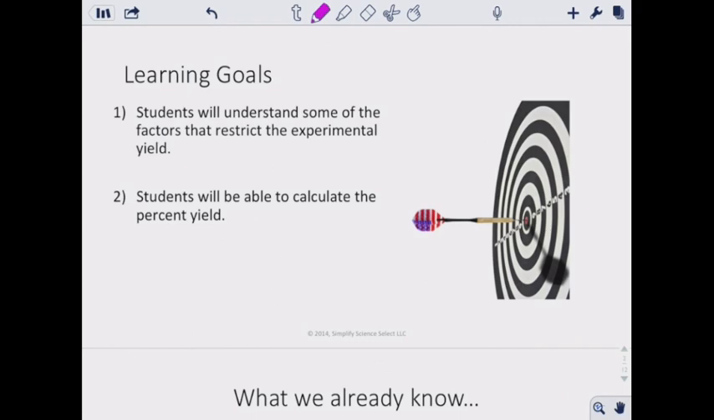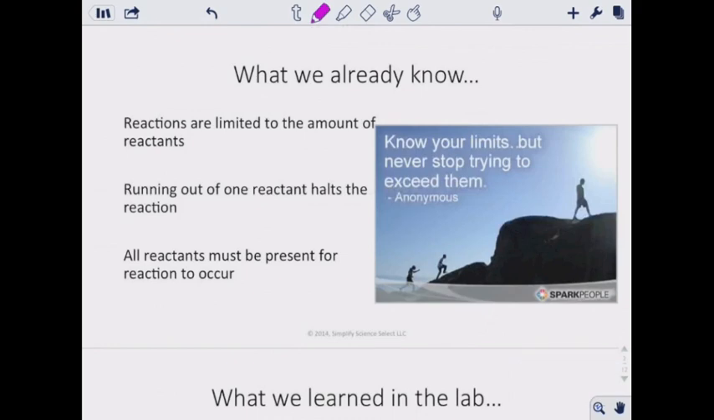So when we're looking at this, it's really all about percent yield in this lecture. What we already know coming into it: reactions are limited to the amount of reactants, and so we have a limiting reactant and an excess reactant. Running out of one of the reactants halts the reaction. So when we run out of the limiting reactant, it stops the reaction, we stop producing product. And all reactants must be present for the reaction to occur. So we actually have to have the reactants there for everything to take place.